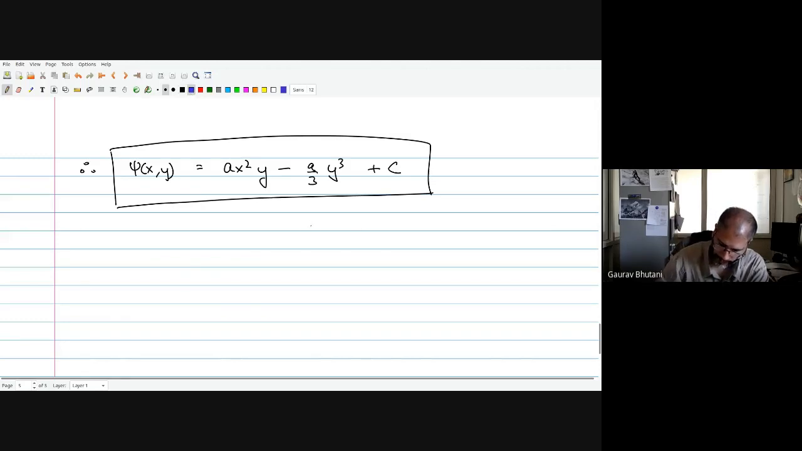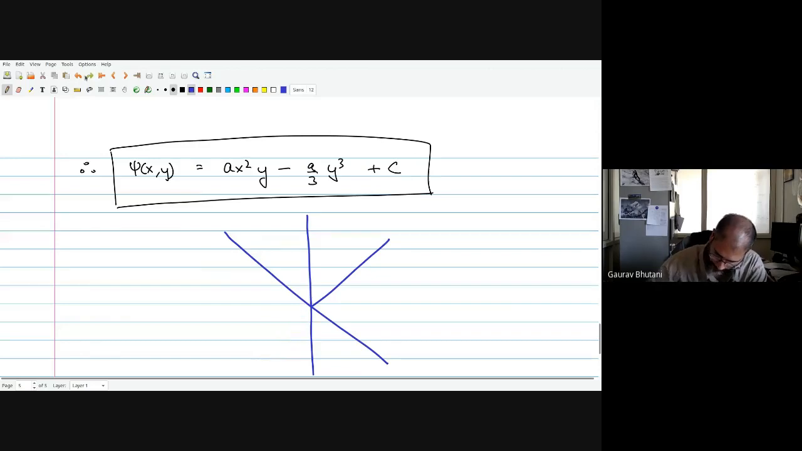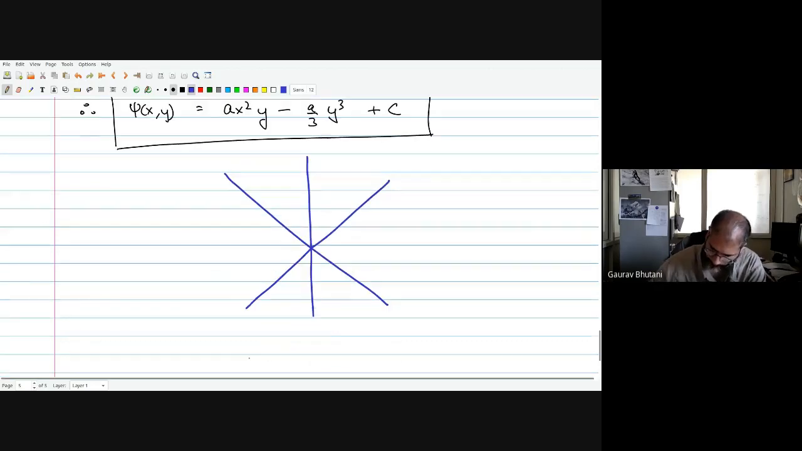So I can do it here. Okay, so if you were to plot this, now this is for c equal to 0.